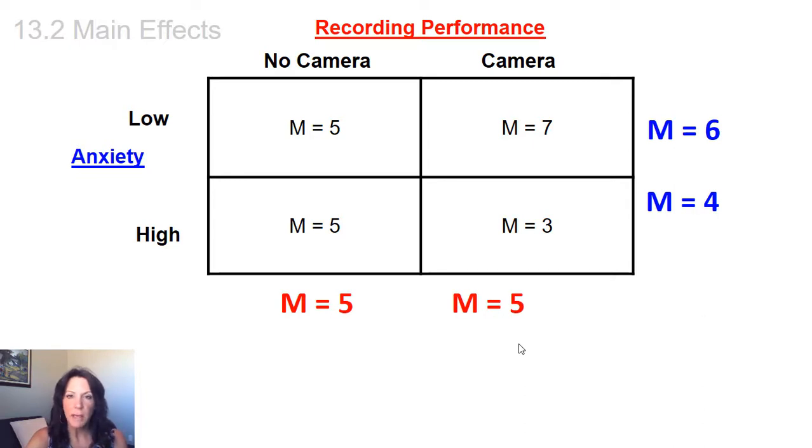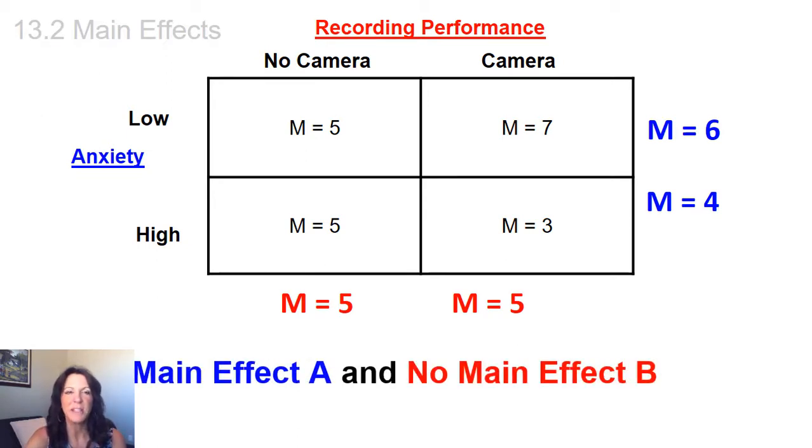So when you're doing a 2x2 factorial design, sometimes you have a main effect for A and B, sometimes it's just A, sometimes it's just B. In this case, we had a main effect for A, but no main effect for B. In the next video, we're going to talk about the most exciting part of the factorial design, which are interactions.